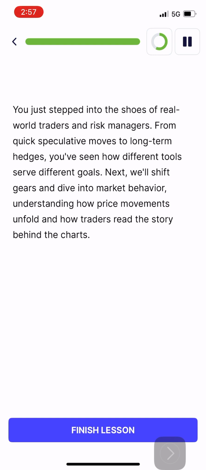Next, we'll shift gears and dive into market behavior, understanding how price movements unfold and how traders read the story behind the charts.